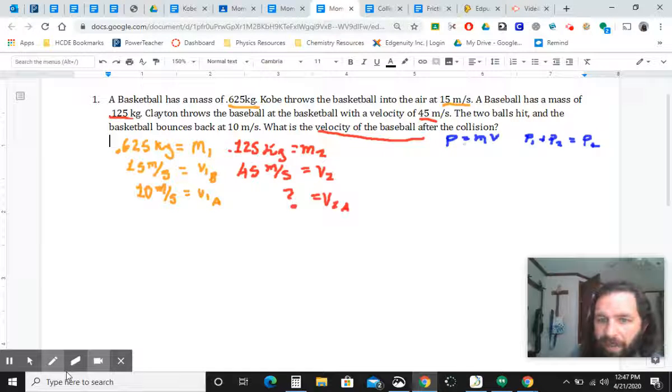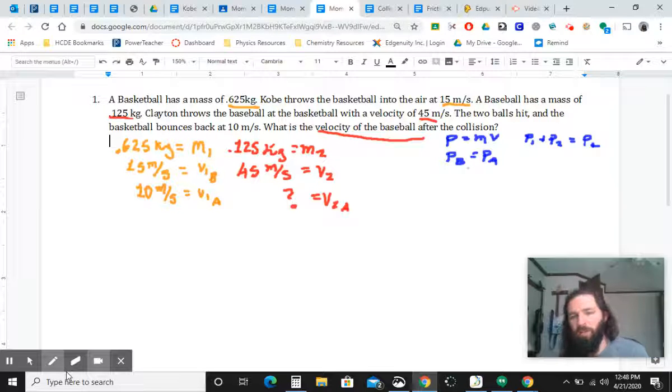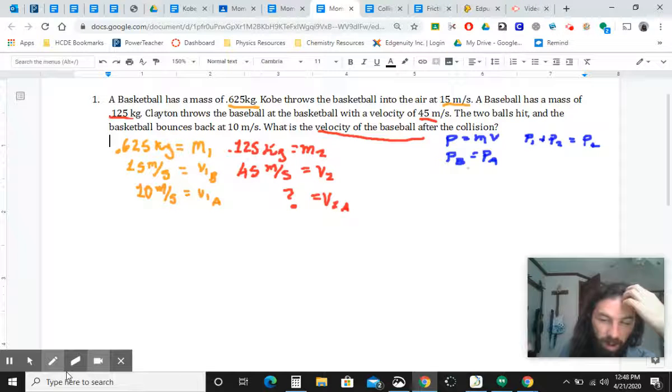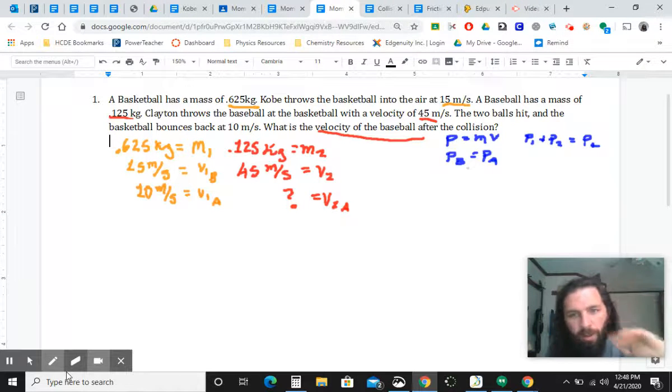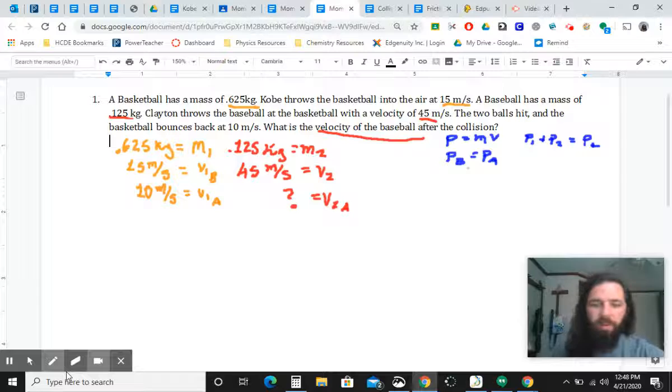And then the last thing we need to think about is that the momentum before a collision has to be equal to the momentum after. The total momentum before and the total momentum after have to be the same. That's a big deal in physics. So long as we don't lose any energy, the momentum has to be the same. We haven't learned too much about energy by the point we're learning this, so we're going to assume that we're not losing anything. Total momentum stays the same.